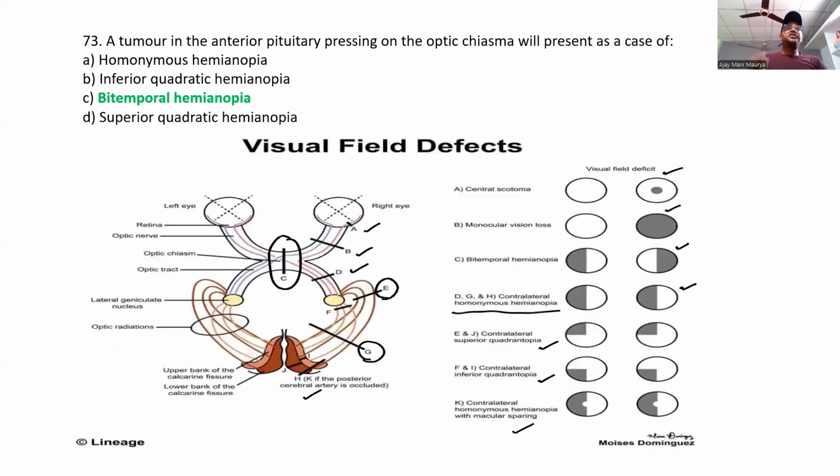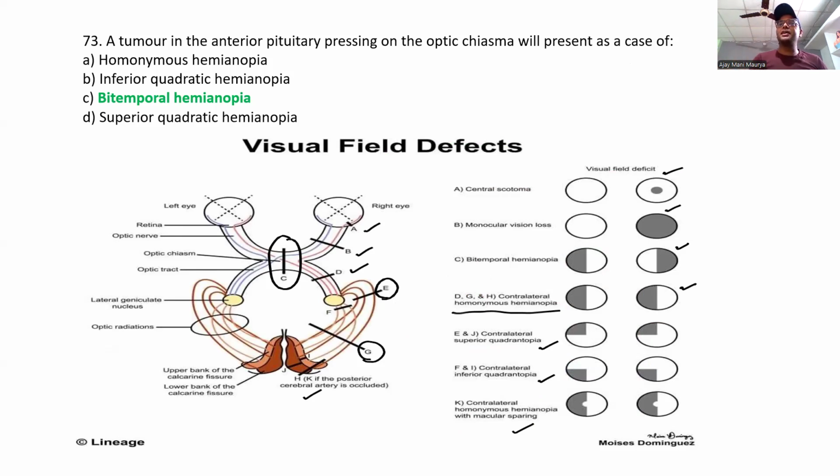Next one, guys. A tumor in the anterior pituitary pressing on the optic chiasma will present as a clear-cut case of bitemporal hemianopia. Please, guys, remember this image. They are going to ask it on a case basis. They will give a big case, but at last they will give this image. You have to remember this, guys.